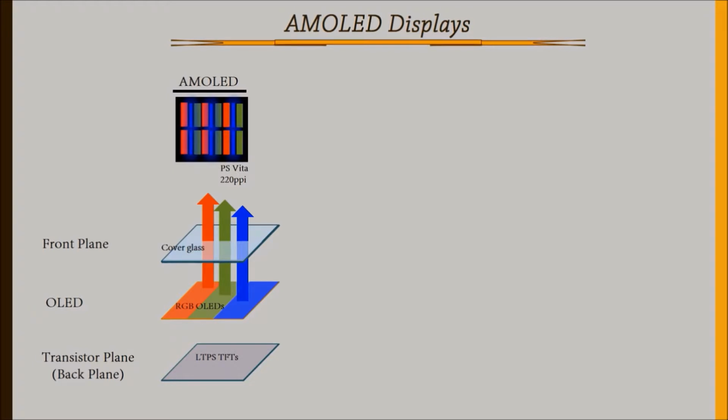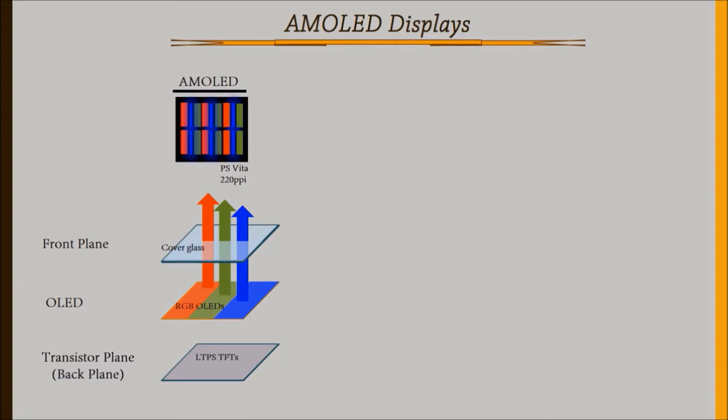For these backplane TFTs, the workhorse, the active material, has been amorphous silicon. The amorphous silicon has played for a long time, especially for the LCD based displays, but amorphous silicon has its limitations. For example, lower charge carrier mobilities, which is around 1 to 2 centimeter square per volt per second.